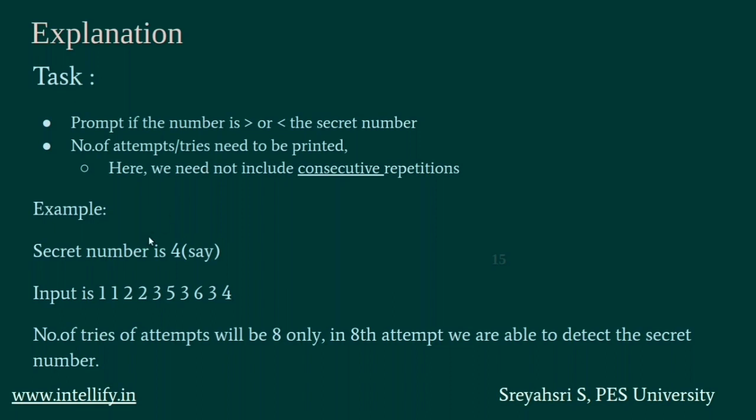Now the second task is to print the number of attempts taken by the user. So I have given an example here. If there are any consecutive repetitions, like here 1s and 2s, then we should not include that as 2 counts. That is, both in total are 1 count, and this is the next count. So let's start coding.